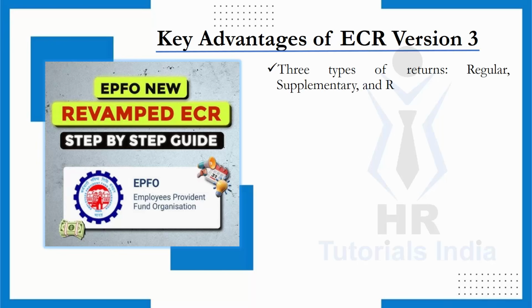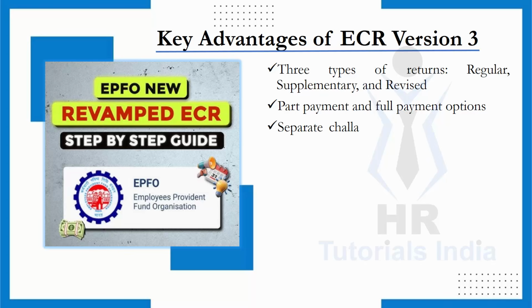Before that, let us understand the key advantages of ECR version 3. Now you don't have to struggle with one system. The system gives you 3 options: regular return for your active employees, supplementary returns for new joiners, and revised returns if you make any mistake. You get the flexibility of choosing full payment or part payment depending upon your situation. The system generates separate challans for contributions, admin charges, interest and penalties, which means clear tracking and no confusion.